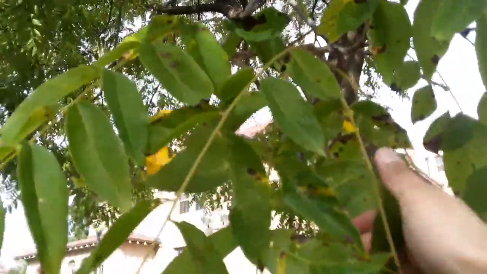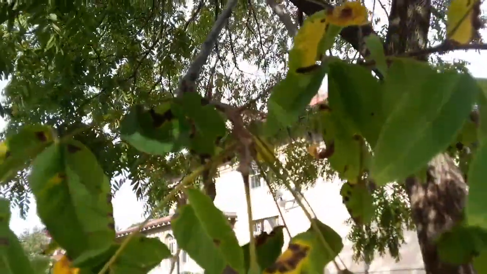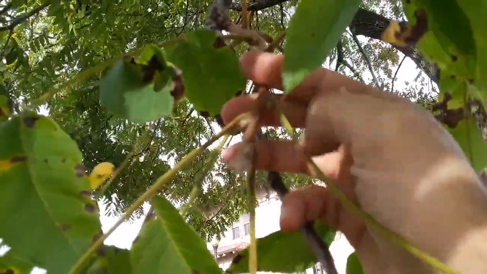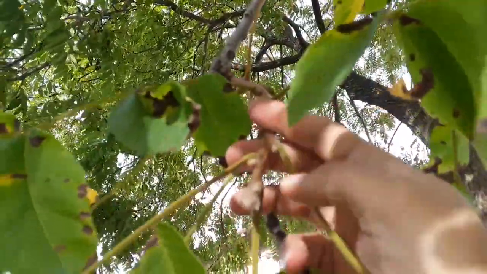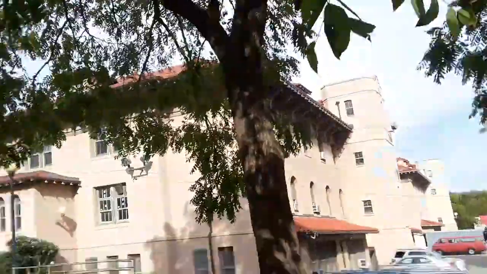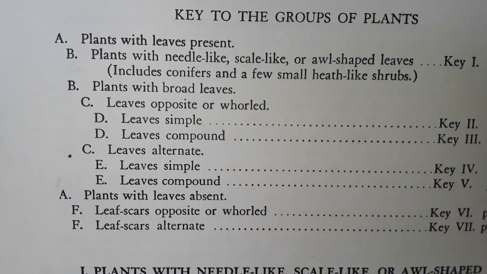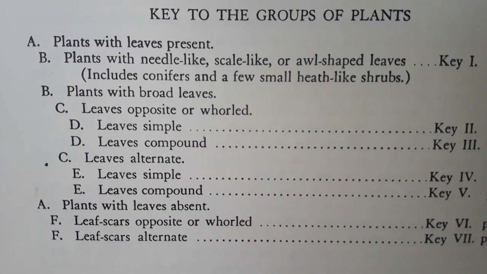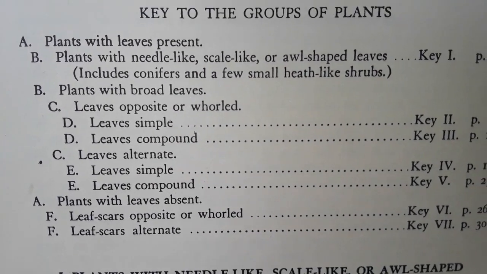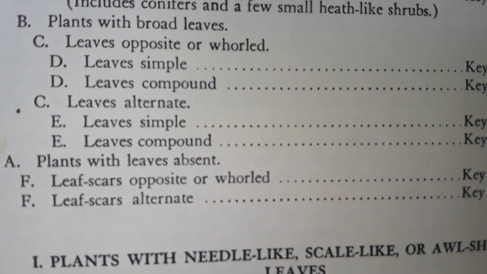What I've got here is a tree with alternate arrangement of the leaves. Alternate, one here, one there, one there. Alternate compound leaves. Okay, plants with leaves present, plants with broad leaves, not needle-like. This is not a pine tree. Leaves opposite or whorled? No, leaves alternate. They're not simple, they're compound.